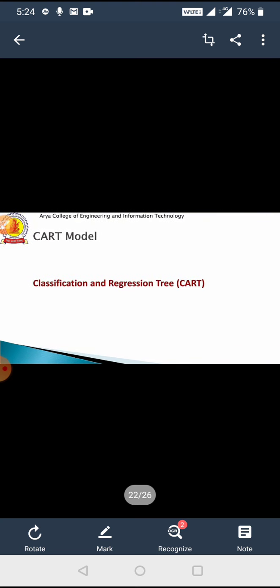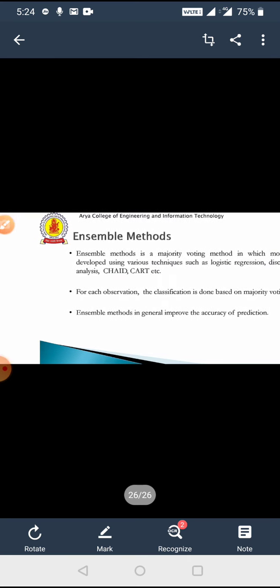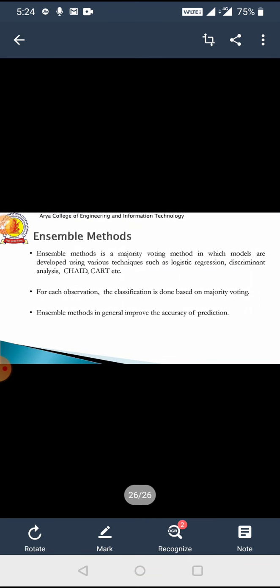And the CART model. CART is classification and regression tree. Splits are chosen based either on the Gini index or two other criteria. CART is a binary tree where each split at a node creates no more than two branches, and the Gini index is given by this. The classification tree logic is given by this, where the function is given by this. And the ensemble method.